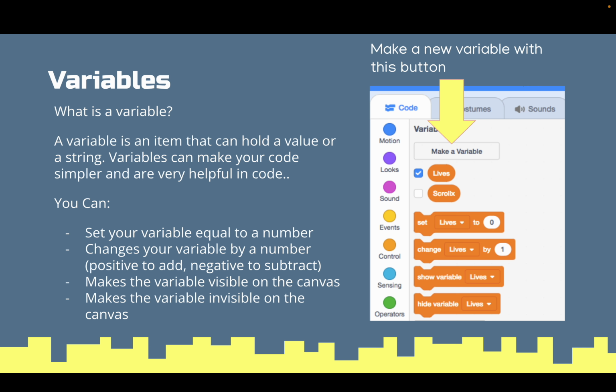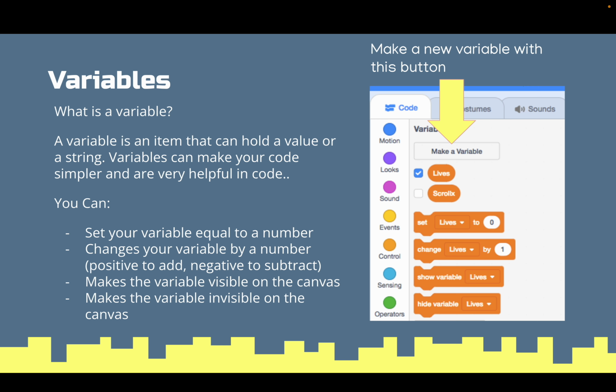You can also make, for Scratch, right? You can make your variable visible and invisible on the canvas. If you don't know what the canvas is, it's in the top right of your Scratch screen, and it's basically where your sprite is and where everything that your code does appears. You'll see on the right hand side of my screen that we have a blue check mark next to our lives variable and a non-checked check mark box next to scroll X. The lives variable is visible because you can see the check mark, whereas the scroll X is not visible on the canvas because there is no check mark.